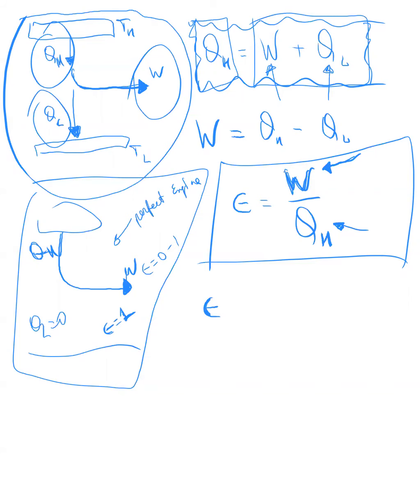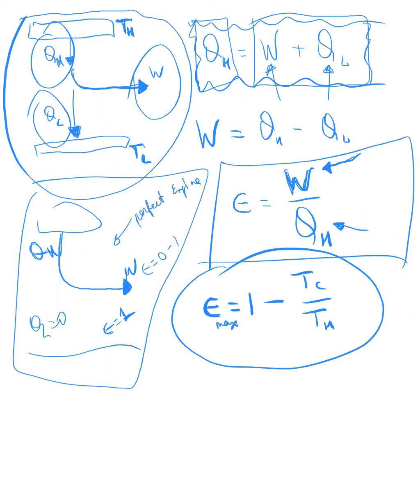The basic result, without deriving it, I will quote here: if you have an engine that works between two temperatures, some high temperature T_H and some low temperature T_L, then the maximum efficiency that this engine could have is 1 minus T_cold divided by T_hot. So this is the maximum efficiency. Now, this is a very surprising result.